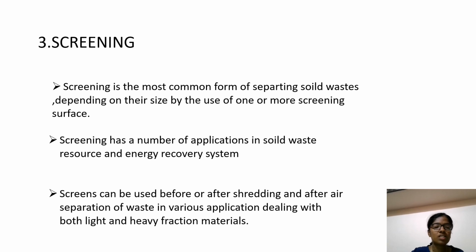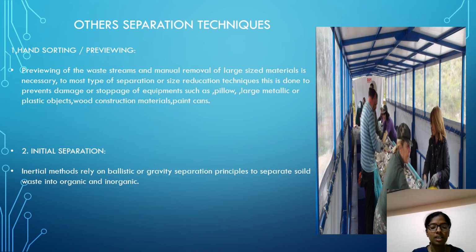Now let me discuss screening. Screening is the most common method for separating solid waste depending on size, by the use of one or more screening surfaces. Screening has a number of applications in solid waste resource and energy recovery systems. Screening can be used before or after shredding, and after air separation of waste, in various applications dealing with both light and heavy fraction materials.